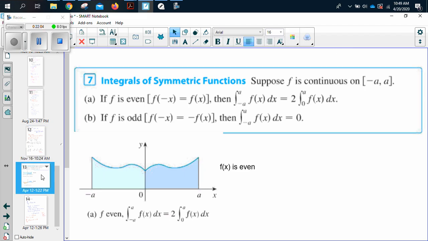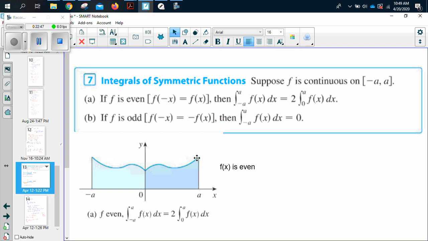Okay, another theorem: the integrals of symmetric functions. Suppose f is continuous on the interval from negative a to a. So this is a symmetric interval. If f is even, which means that when you put in a negative x into f, you get back the same thing, then when you integrate over a symmetric interval, you get twice what you would have gotten if you integrated from 0 to a. Now, if f is odd, that means when you put in the negative x, you get back the opposite of f of x. Then when you integrate over a symmetric interval, you get 0.